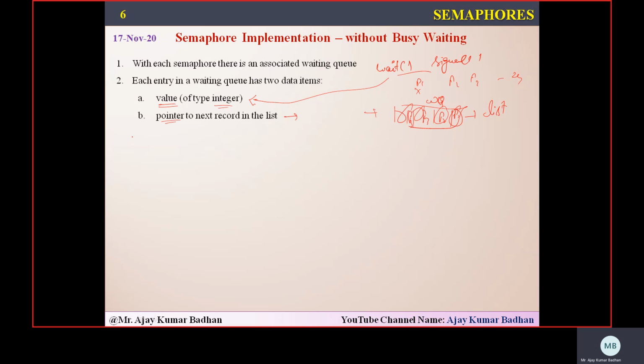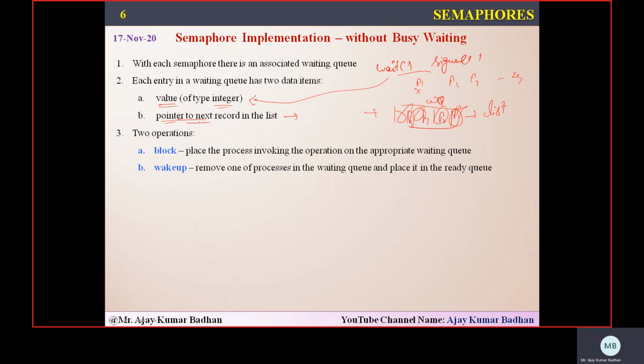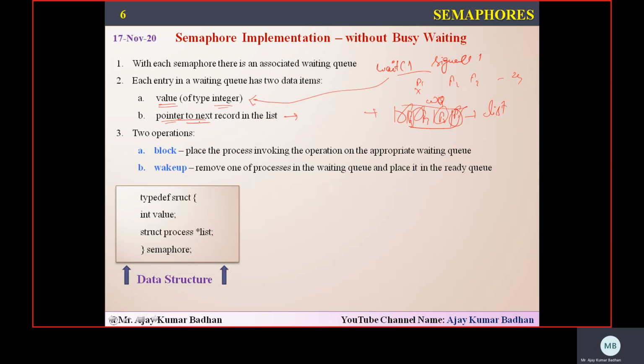So for that, I'm using this particular pointer here. Okay. So the operations we are going to use are block, as I told you, and wake up operation in this particular scenario. Now this is the data structure I'm going to use. This is a simple C language structure. You people can easily understand. I have used the structures concept here in this particular case.